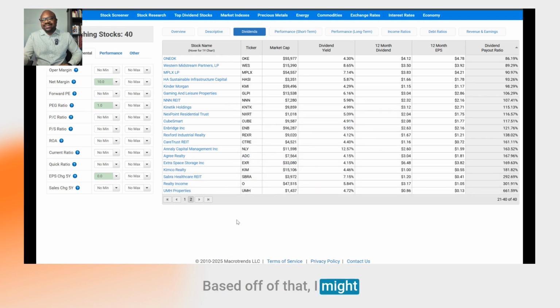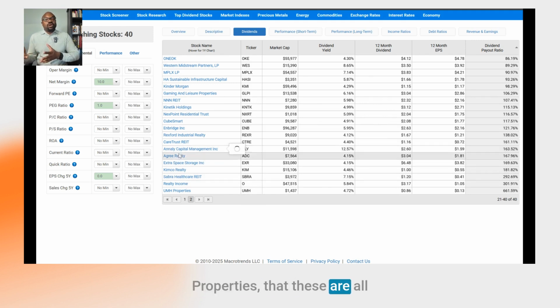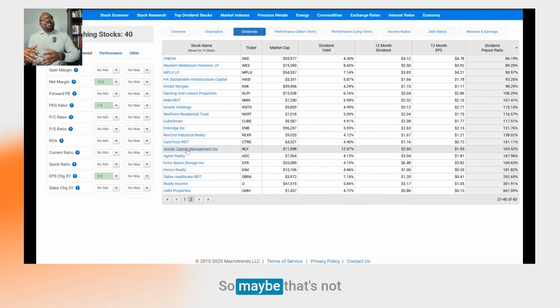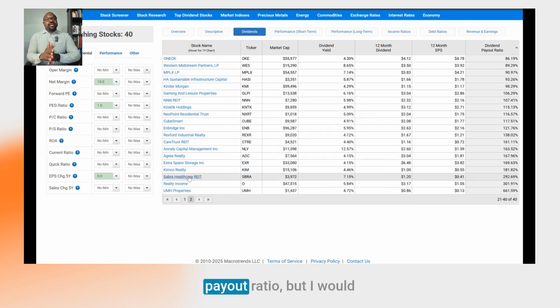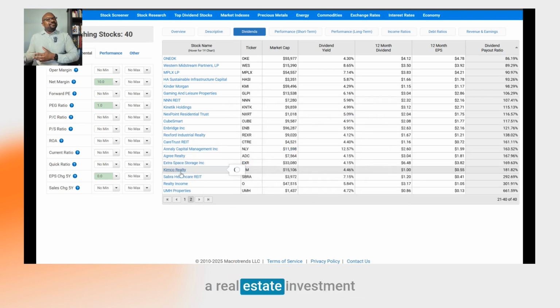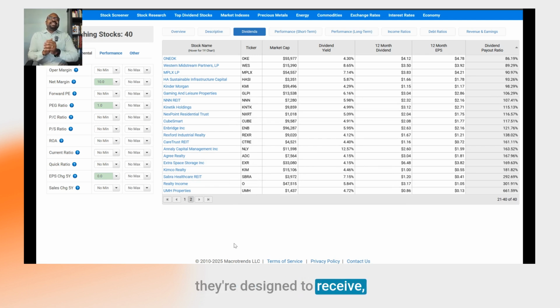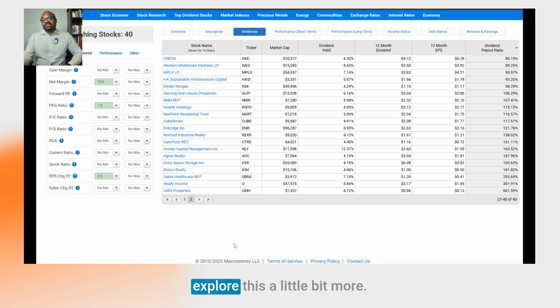Based off of that, I might say, okay, well, I'm noticing that Agree, Kimco, Sabra Realty, and UMH Properties are all in the real estate industry. So maybe that's not an abnormal dividend payout ratio, but I would need to take a look. I know that at a high level, a REIT, a real estate investment trust, has to pay out 80% of their profits in the form of a dividend to receive the tax benefits they're designed to receive. So that could explain why, but I would need to explore this a little bit more.